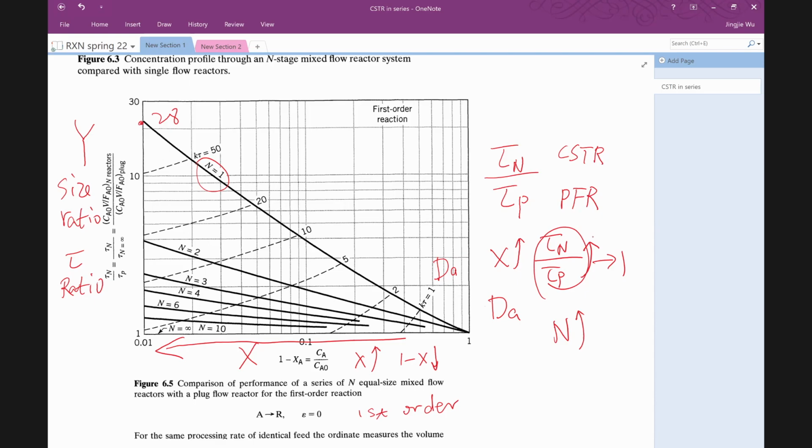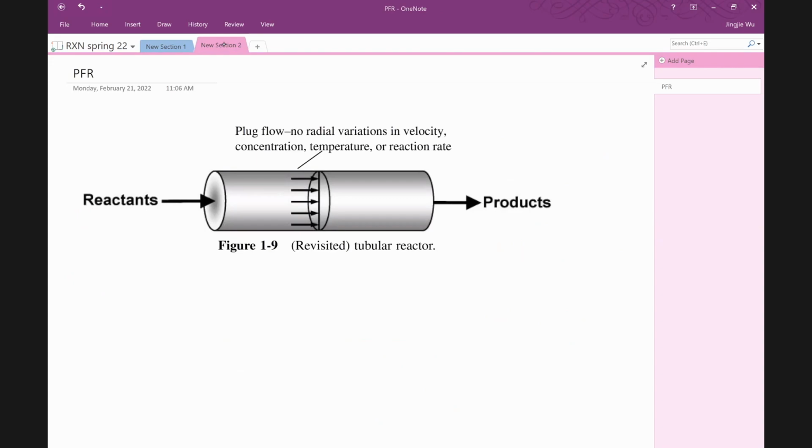So today we are going to finish our ideal reactor design. The last reactor is the plug flow reactor. I want to remind you what a PFR is.